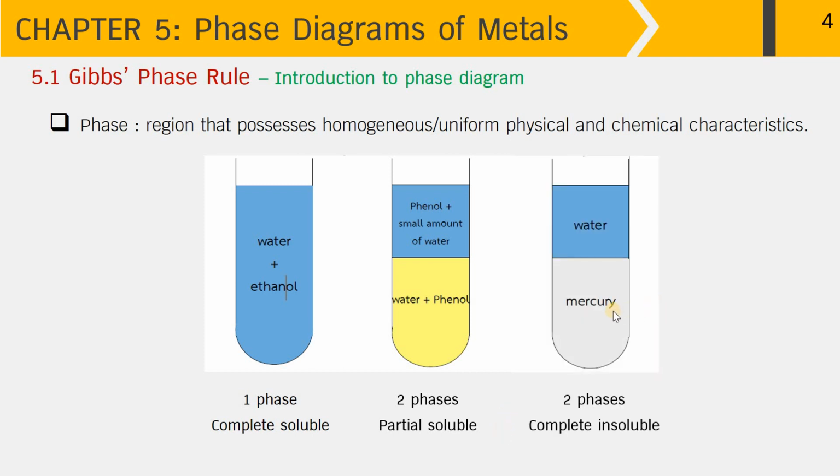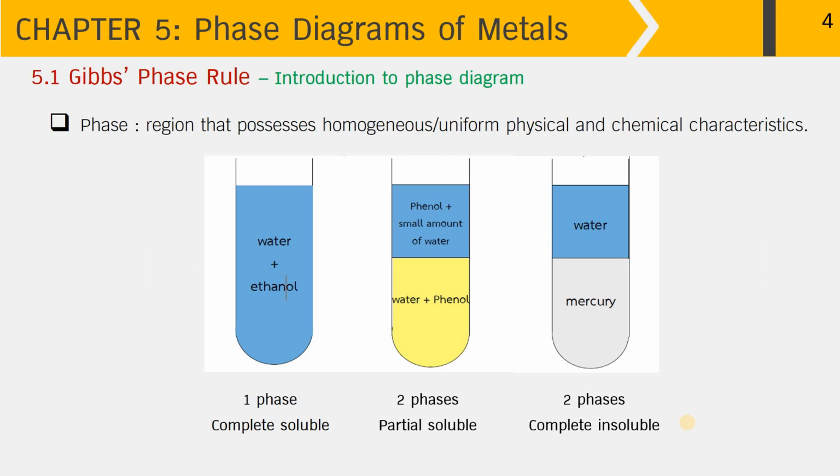So the last example, when you mix mercury into water, you can now clearly see 2 phases that are completely insoluble to each other. So you can see that when we see a homogeneous or uniform region, we can recognize that it is one phase. But if not, like these 2 examples, we can classify different regions as different phases as well. And this we can see by our naked eyes.